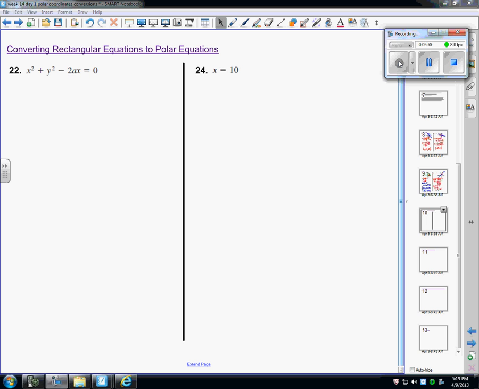So let's just move things around and see if we can jump into it. X squared plus y squared equals 2ax. Right away, this piece is r squared equals 2ax. So I'm halfway converted. I have the r squared, but I have this 2ax. The only way to get rid of an x and convert it is if I had a cosine. Nope.